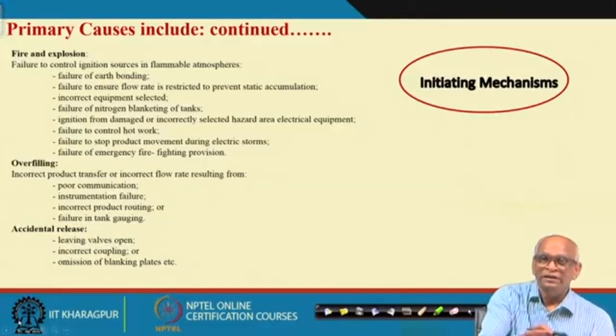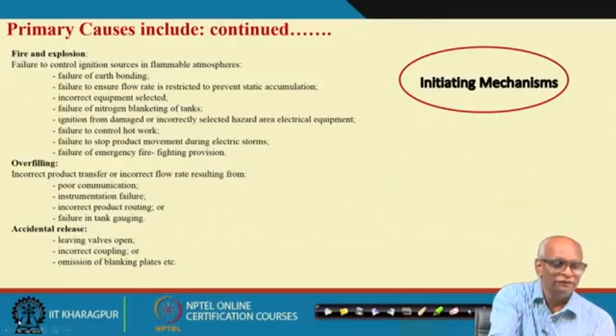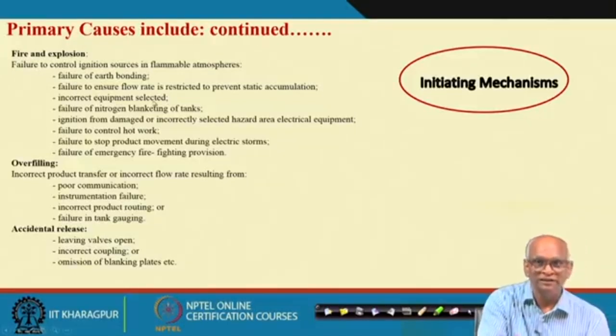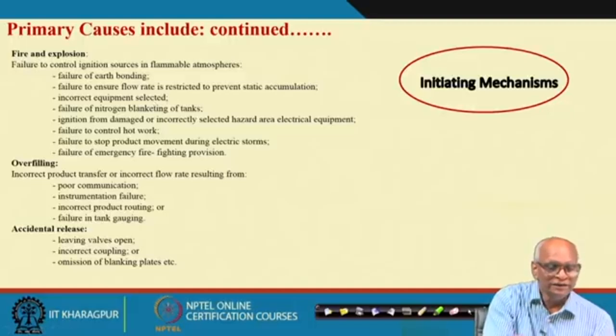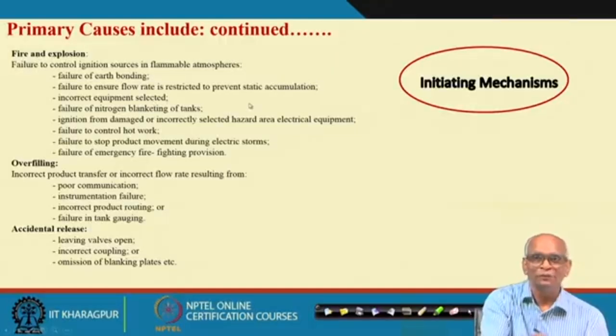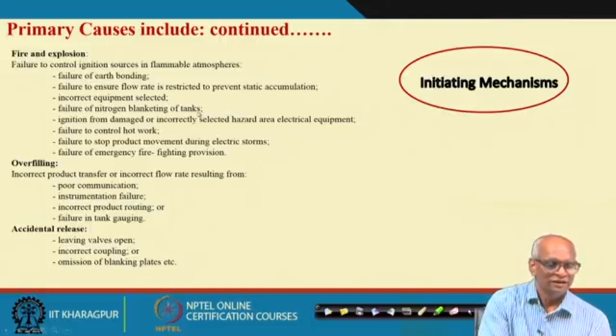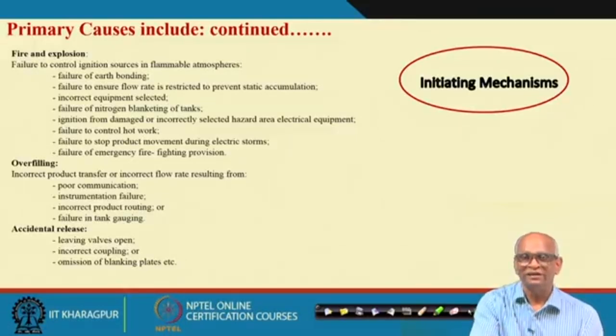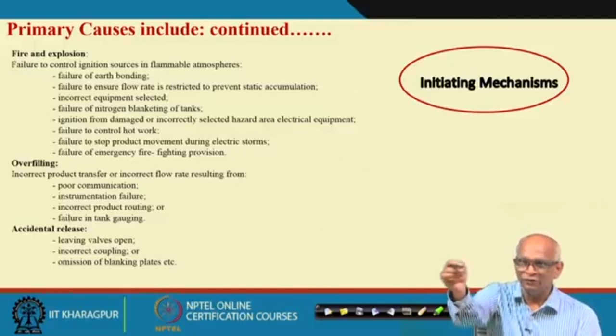What are the initiating mechanisms for fire and explosion? Failure of earth bonding, failure to ensure flow rate, incorrect equipment selection, failure of nitrogen blanketing of tanks, or failure to control hot work. If you do not control hot work properly, which means welding and all these things, a spark can come and fall on some cloud.